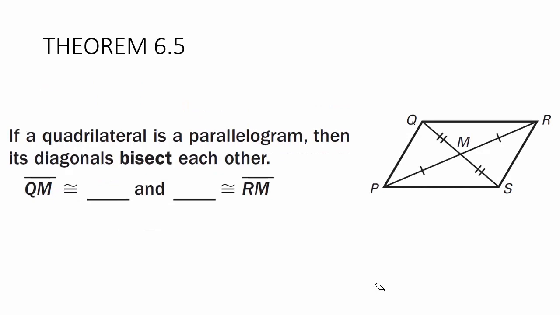Theorem 6.5. If a quadrilateral is a parallelogram, then its diagonals bisect each other. Bisect means to cut in half, so we can say that line segment QM is congruent to line segment SM. PM is congruent to RM.